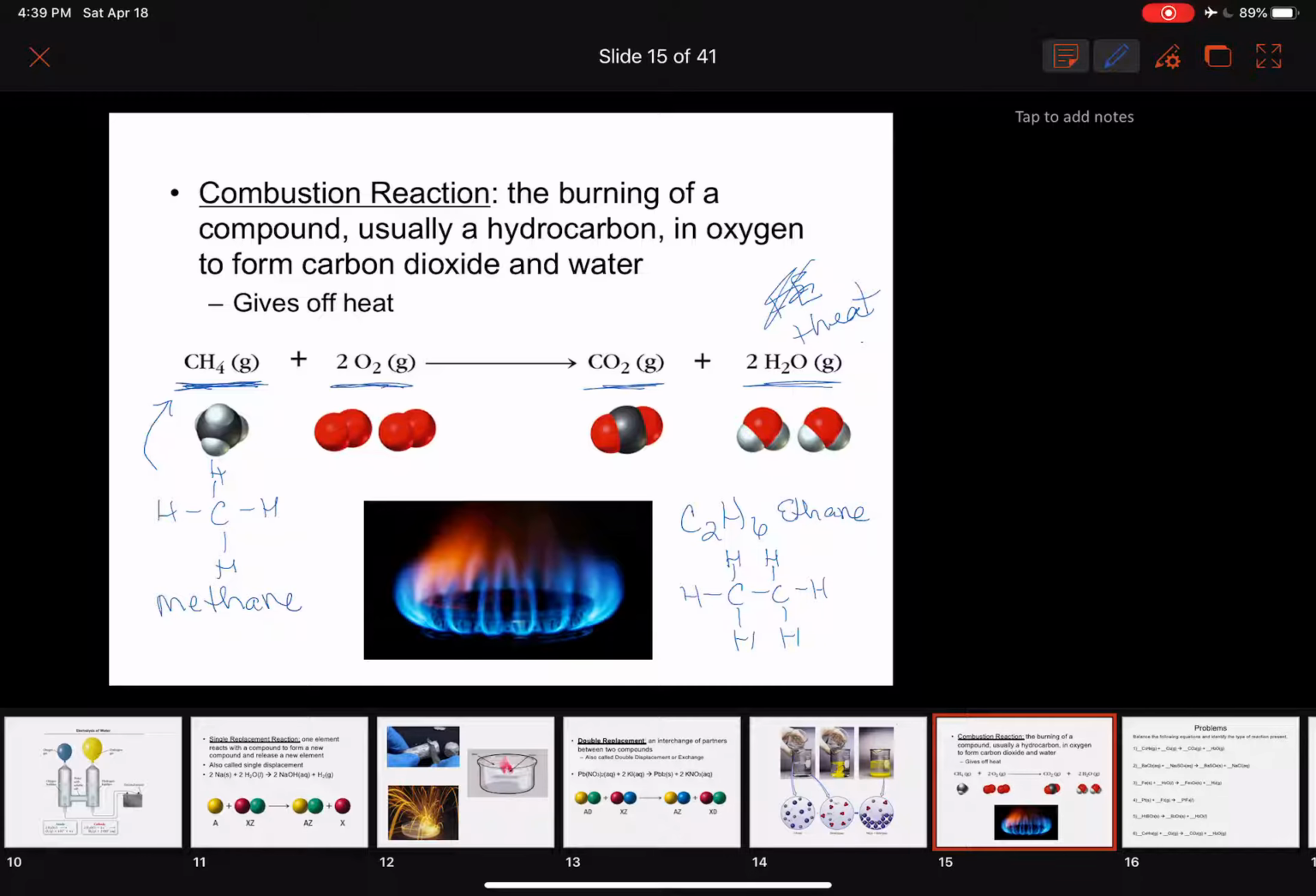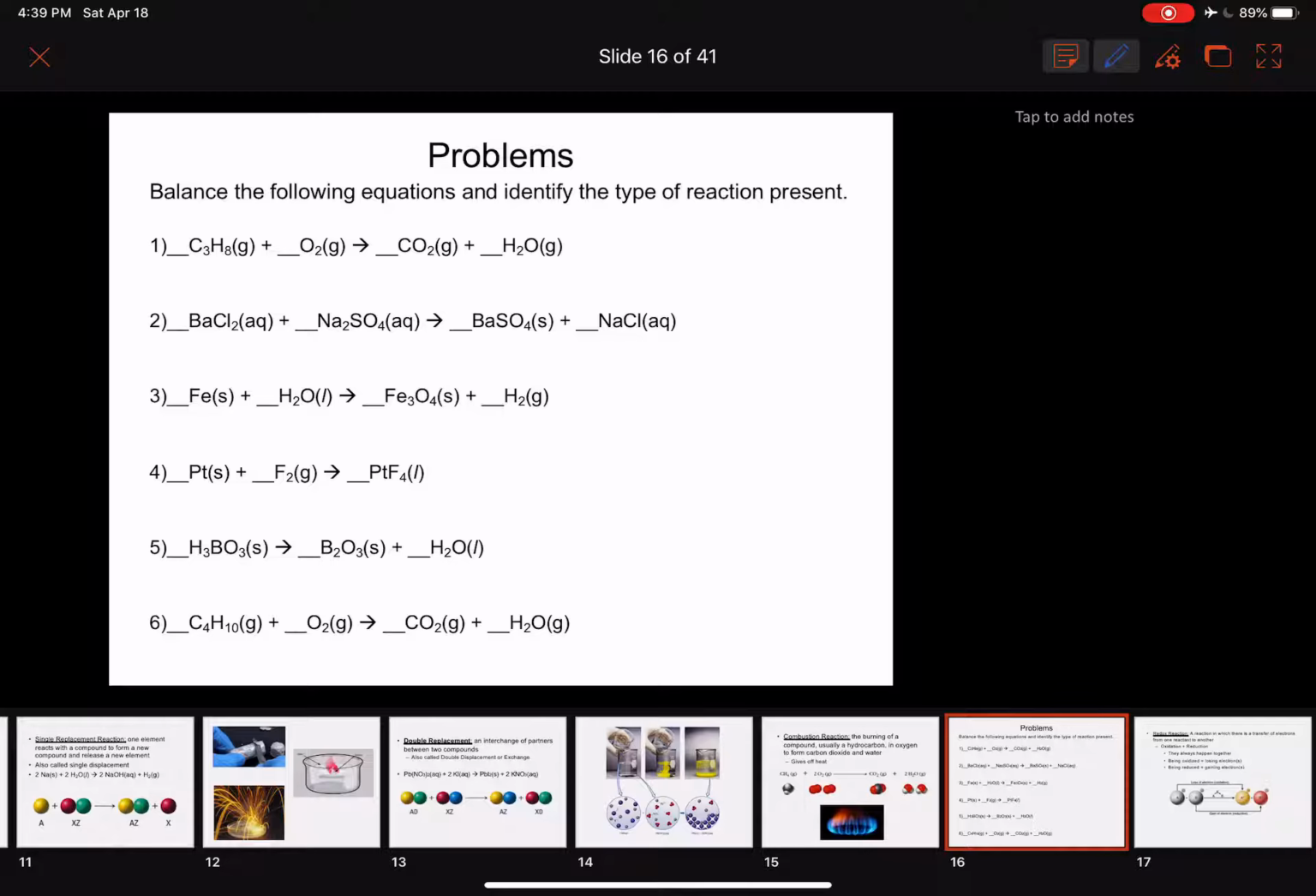All right, so let's go to some problems. We're going to balance the equations here, and we're going to identify which type of reaction we have. Now, number one, we've got C3H8, and we're reacting it with oxygen, and we're getting carbon dioxide and water. So we've got propane plus oxygen, which gives us carbon dioxide and water. And that should be like ding, ding, ding in your head. That's a combustion reaction. We just talked about that. So we'll go ahead and write combustion here.